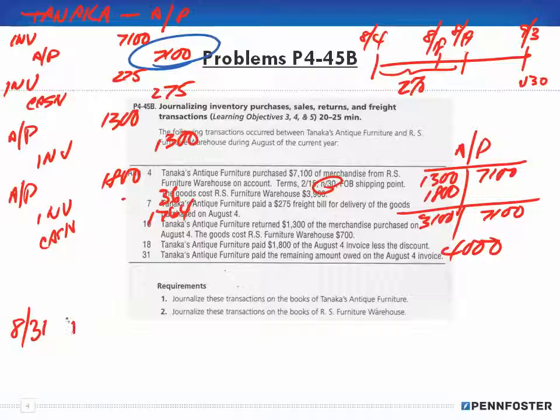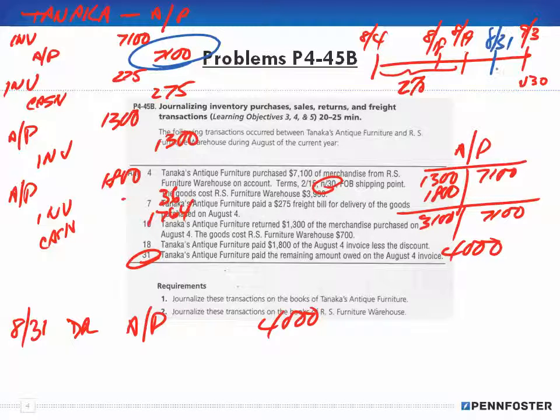So that means I have a debit to the AP for 4,000, but they're paying it on August 31st. Right here is 8/31, and that's outside the discount period, so they have to pay the full amount. So they're going to credit their cash for the full $4,000, and that's the final entry for Tanaka.